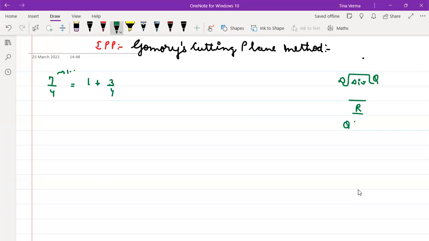So when you write a mixed fraction, quotient remainder into divisor, you can also write this as quotient plus remainder over divisor. This way you are writing 1 + 3/4. So 1 is your quotient when you are dividing the number by 4, and 3/4 is the remainder fraction. This 3 is the remainder, 4 is your divisor, right?